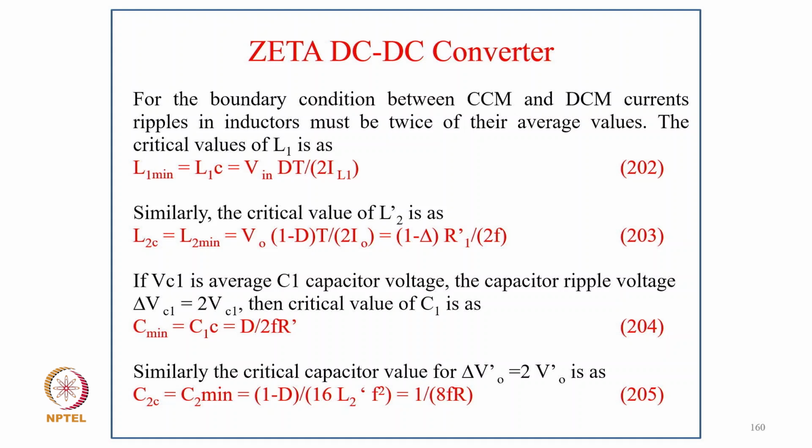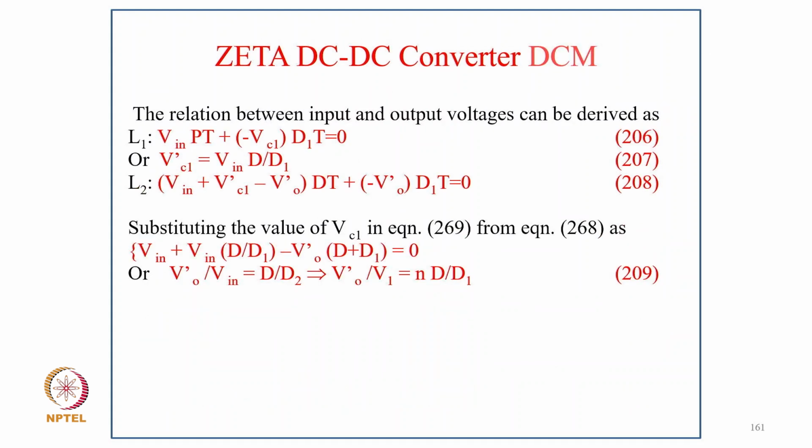So if VC1 is the average C1 capacitor voltage, the capacitor ripple delta VC will be 2 VC, then critical value C1 minimum equal to 2 FR dash d upon 2 FR dash. Similarly, critical value of capacitor C2 with delta V2 equal to 2C minimum, the 1 minus d upon 16 L2 dash square F square, that is equal to 1 upon 8 FR.